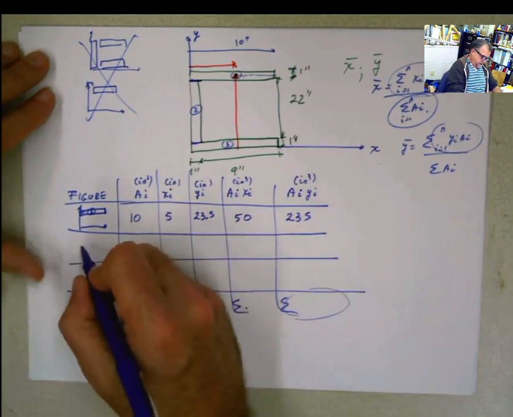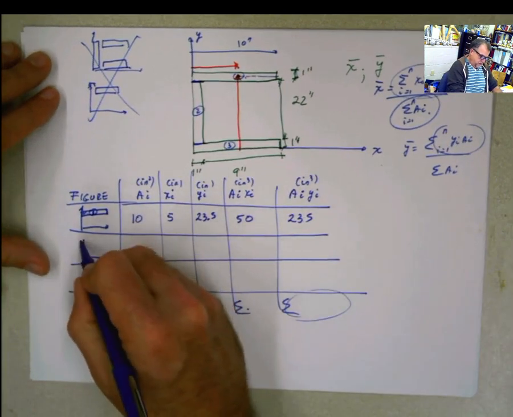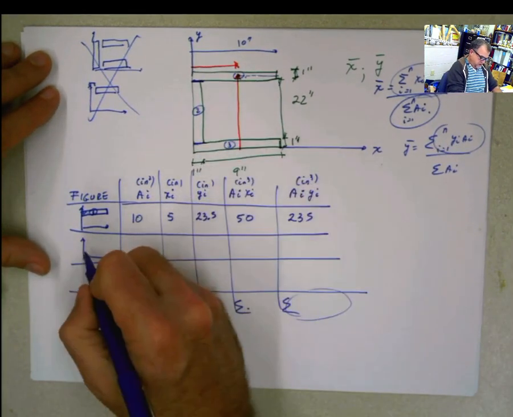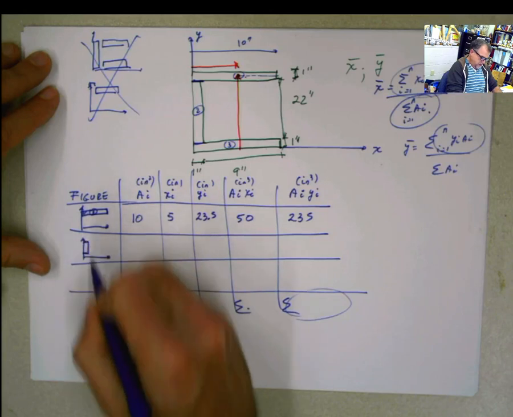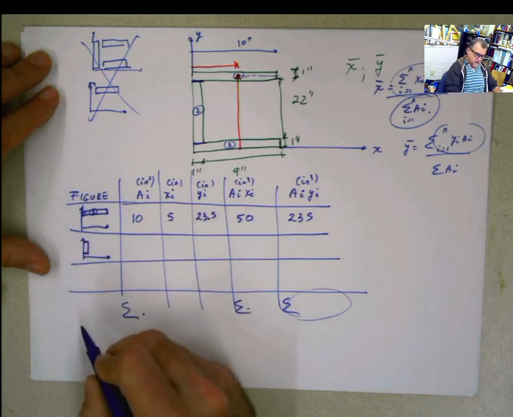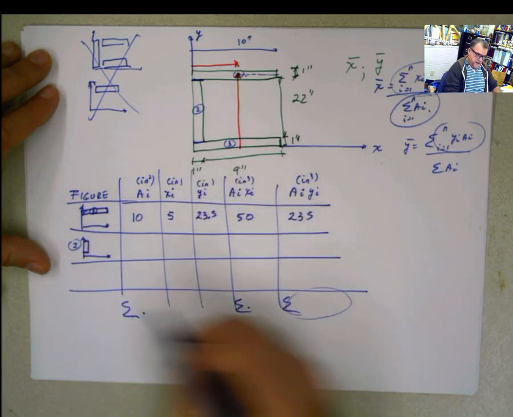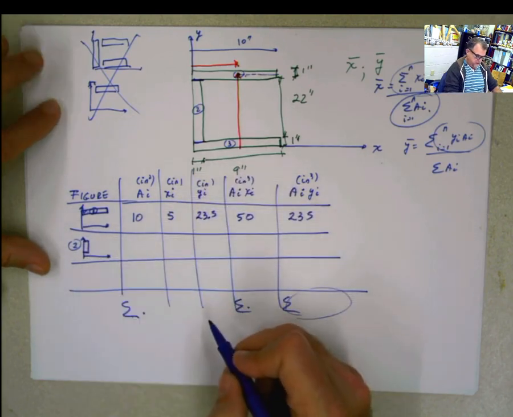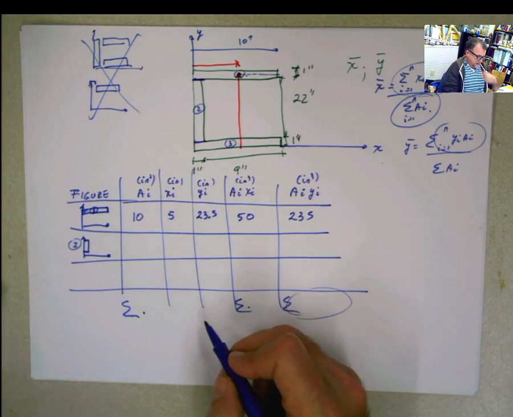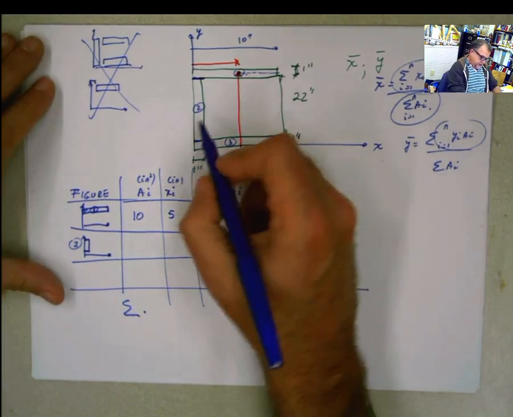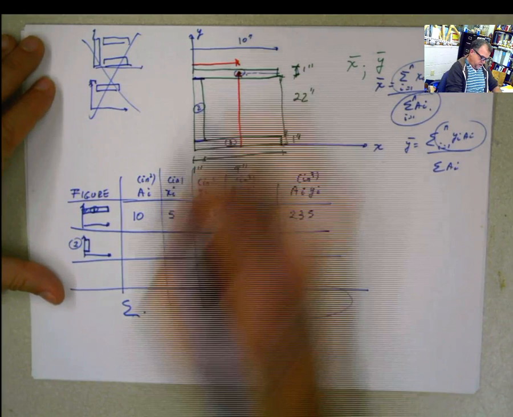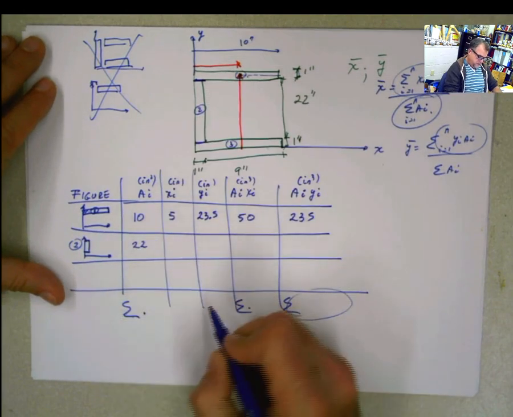This is so repetitive and so easy. Now we go to the next one. Now my figure two is this. Look, I'm leaving this empty space here, so I remember that my figure two is kind of floating with respect to this axis of reference. What is the area? The area is 1 times 22 square inches.